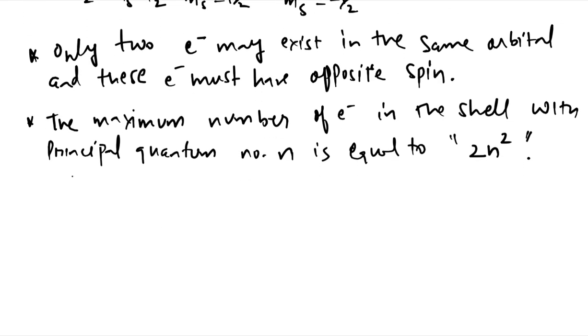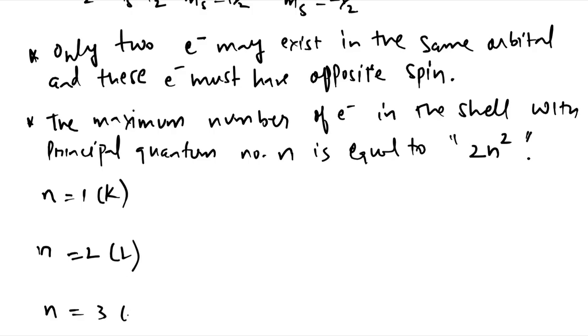Let's say we start with n1, then n2, and then n3. As per this rule, the maximum number of electrons for this shell, which is called the K shell, this is the L shell, this is the M shell. According to this rule, the K shell should have a maximum of 2 electrons, this should have a maximum of 8 electrons, and this should have a maximum of 18 electrons. So we just have to prove that. Okay, let's start.